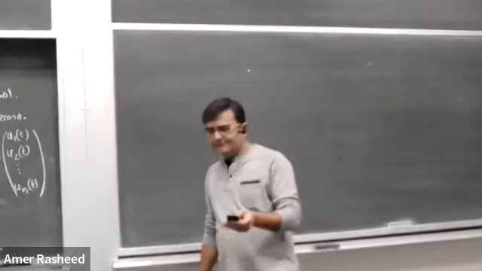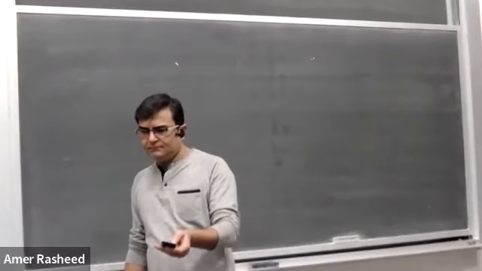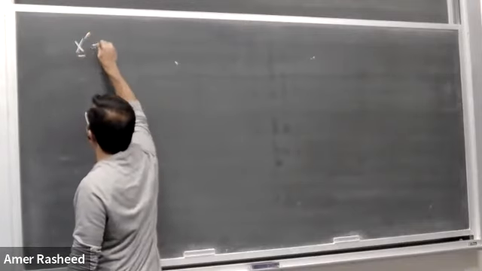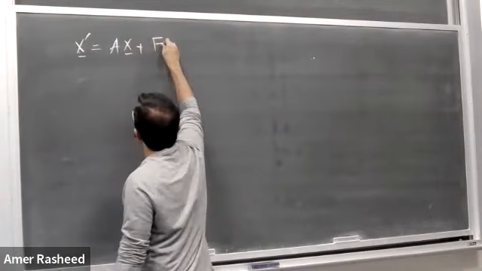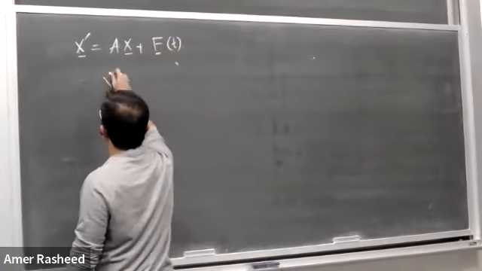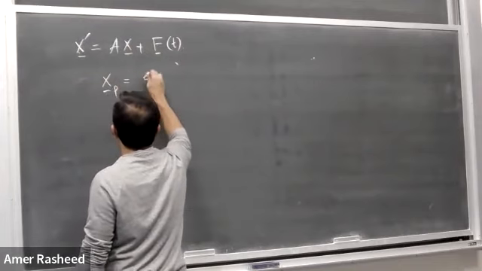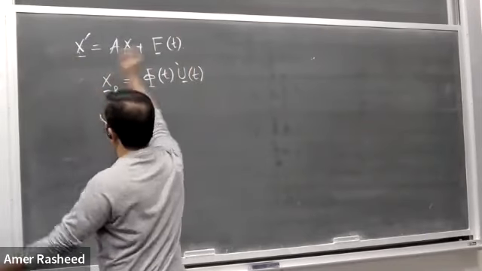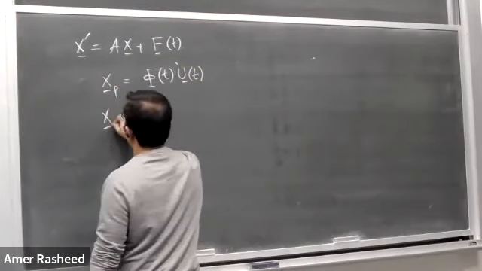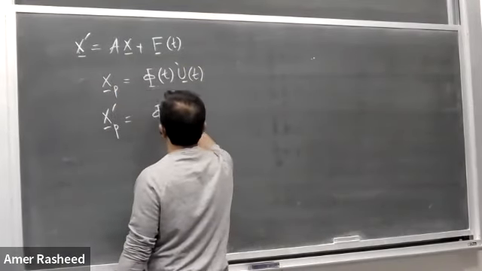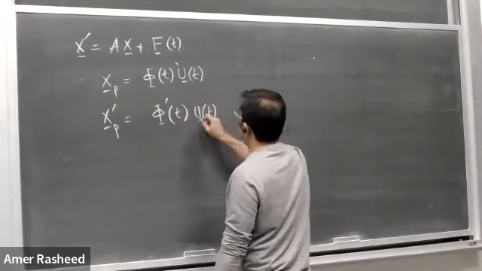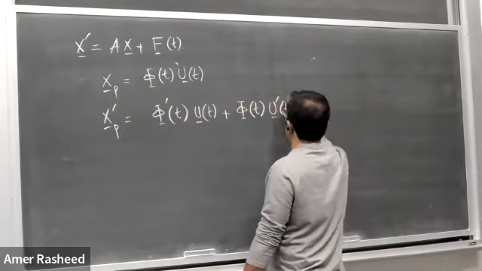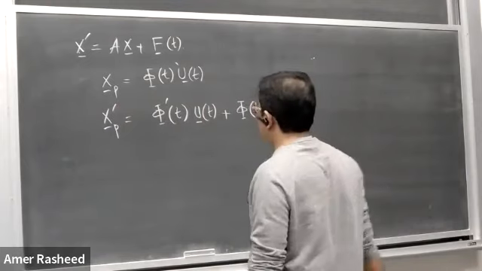Let me rewrite the system, which is x dash equals A times x plus f of t. This is your system and the solution is xp, which is phi of t times u of t. We need to put it here, so we need to take its derivative. So xp dash is what? Phi dash of t times u of t plus phi of t times u dash of t: derivative of the first function times the second function as it is, plus the first function as it is times the derivative of the second function. This is the product rule of differentiation which we have used here.